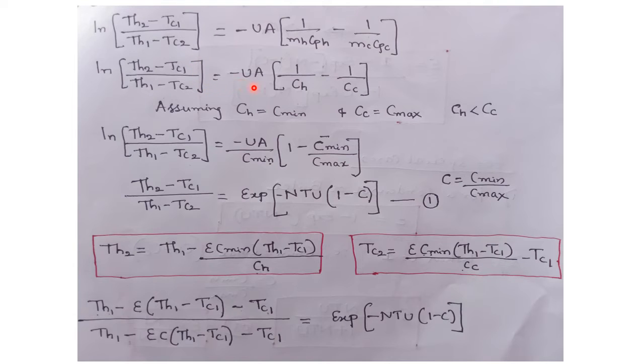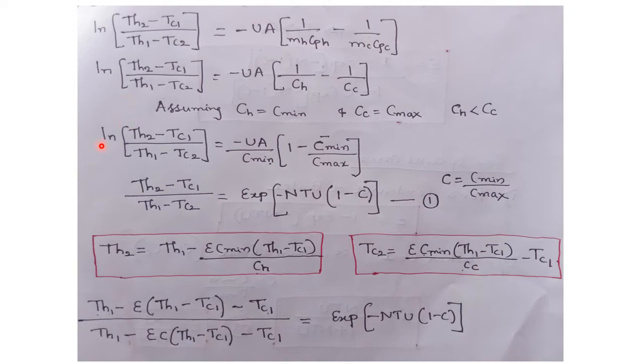This will be equal to minus U into A in the bracket, 1 divided by Ch, where Mh into Cph is replaced by Ch, minus 1 divided by Cc, where Mc into Cpc is replaced by Cc. Here also I am assuming one of the fluids as the minimum fluid, and then the other fluid will definitely be the maximum fluid. That means here I have assumed Ch is less than Cc. So when Ch is less than Cc, Ch will be equal to C minimum and Cc will be equal to C maximum.